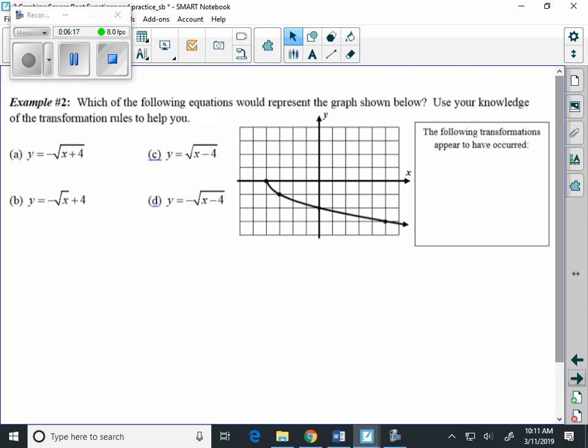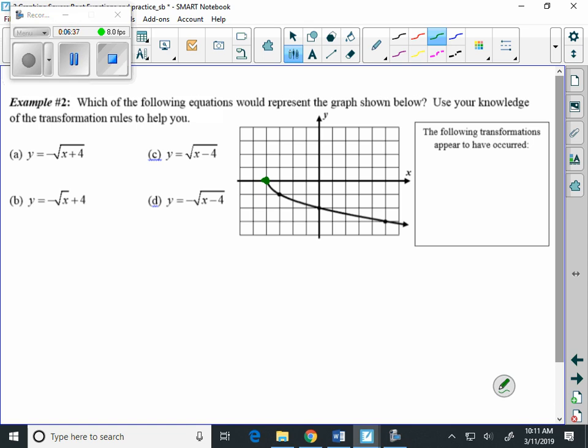Number 2. Which of the following equations would represent the graph shown below? Use your knowledge of the transformation rules to help you. Well, in this particular one, once again, one of the things that I'd like to look at is where's the starting point of the graph?